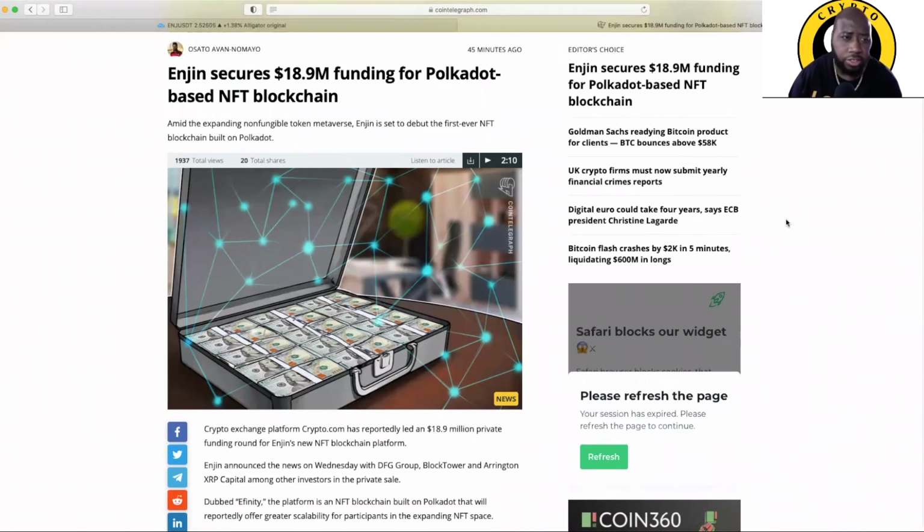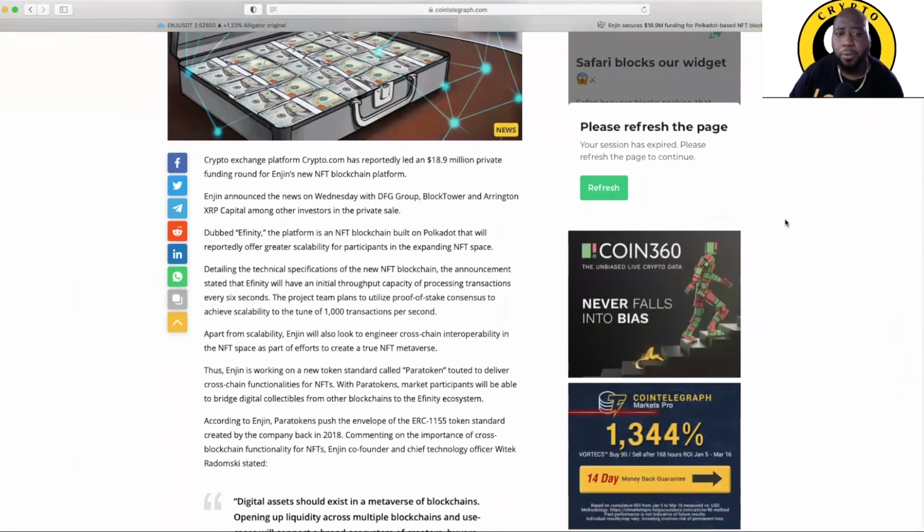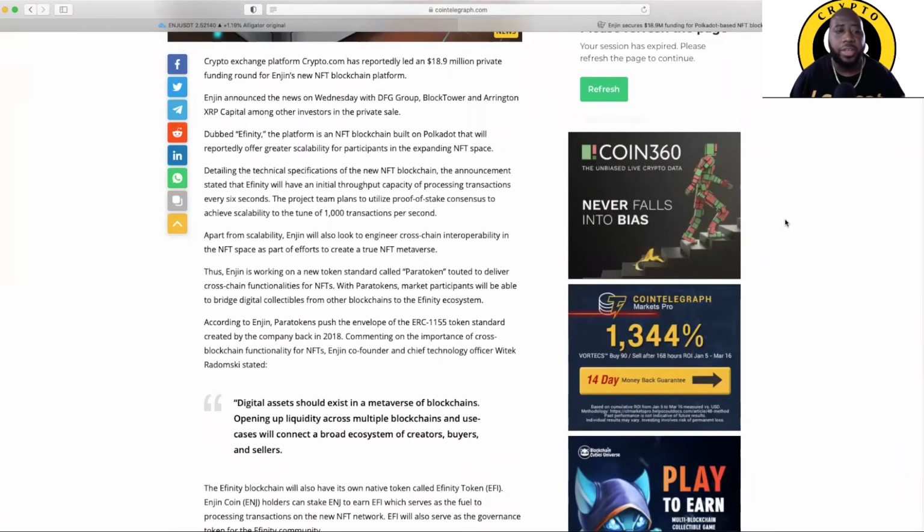So it also says crypto exchange platform Crypto.com has reportedly led an $18.9 million private funding round for Enjin's new NFT blockchain platform. Enjin announced the news on Wednesday, with DFG Group, Black Tower, and Arrington XRP Capital, among other investors in the private sale. So it says Efinity, the platform, is an NFT blockchain built on Polkadot that will reportedly offer greater scalability for participants in the expanded NFT space.